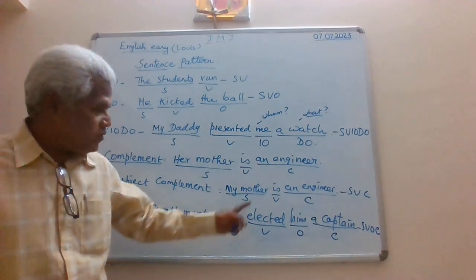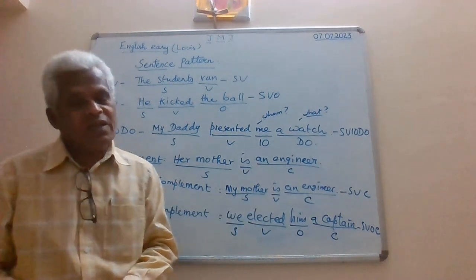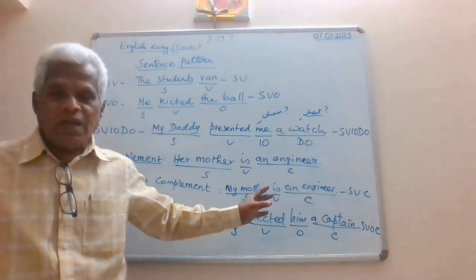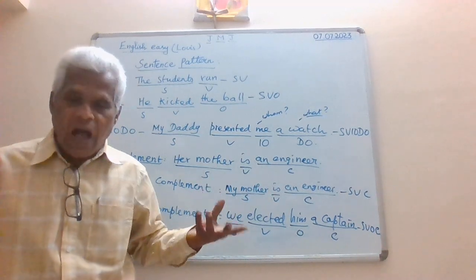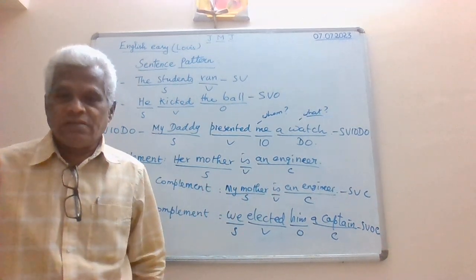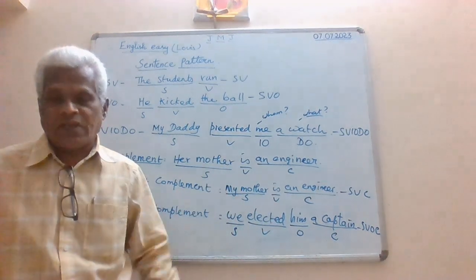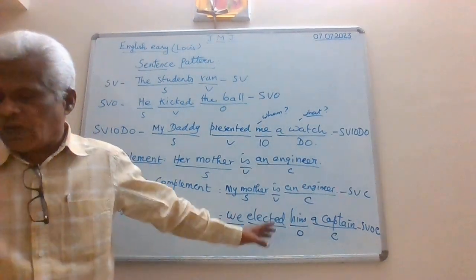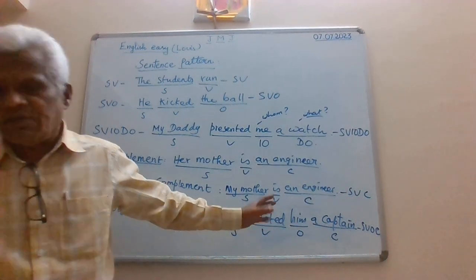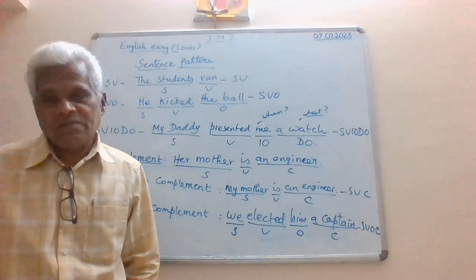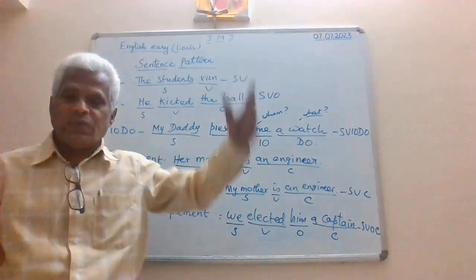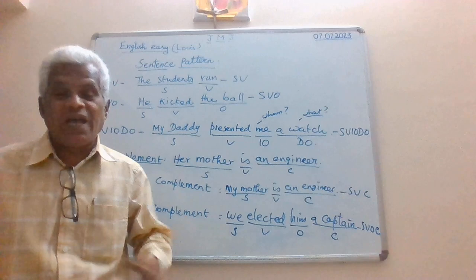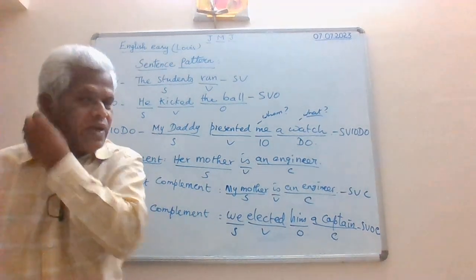So very simple. Another way you can easily understand what is subject complement: subject complement will always come after verbs like is, are, was, were. There are many verbs that you can think of. Now for object complement, the verbs will be like make, name. We named him captain. We elected him captain. So all these verbs will help us to understand an object complement in a sentence pattern.